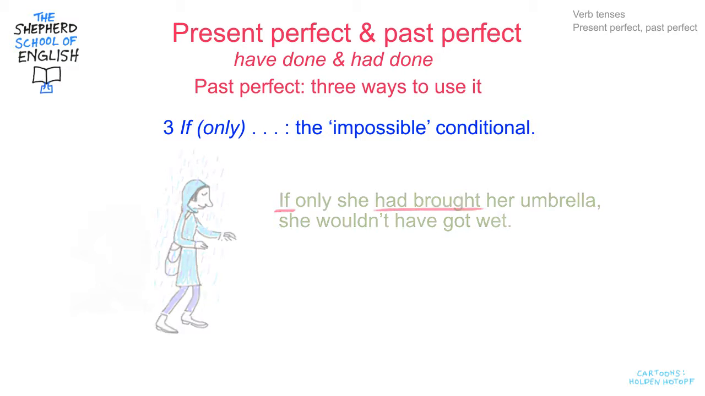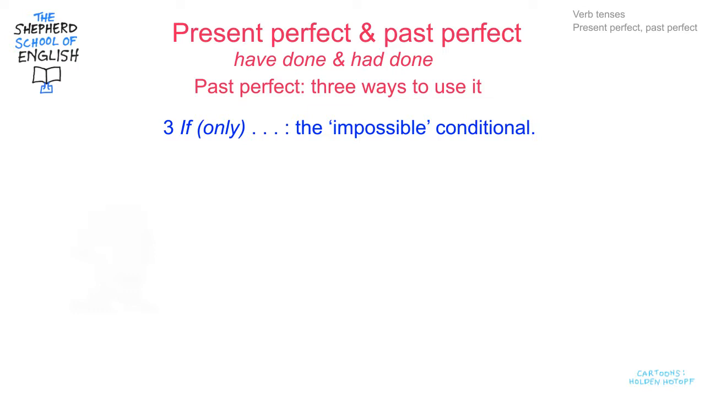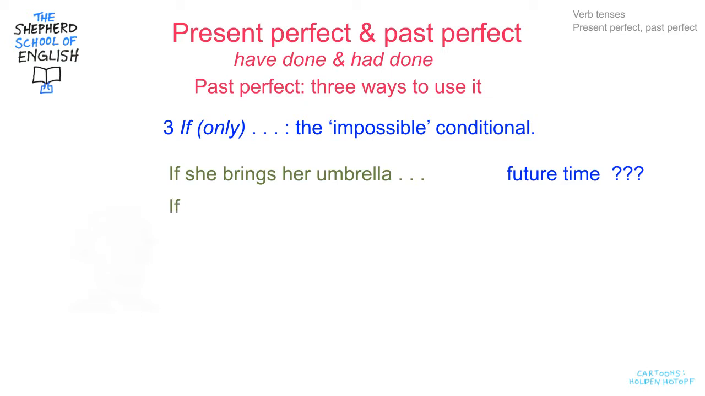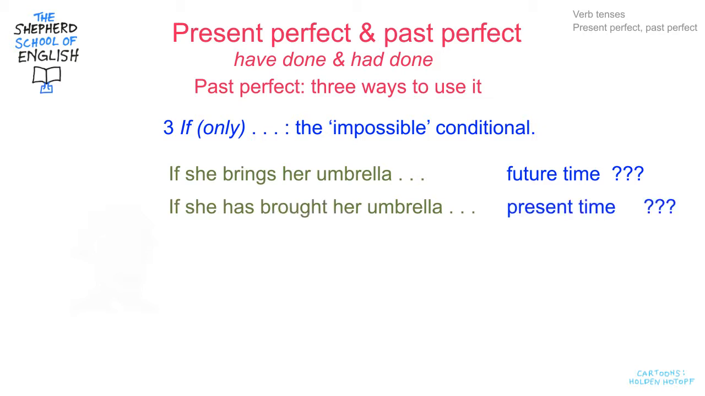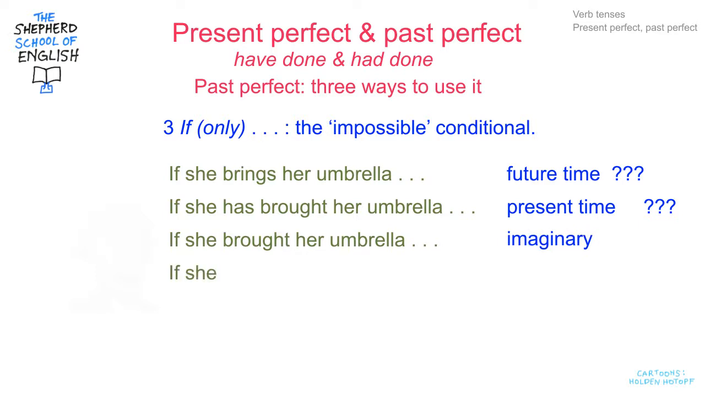Look at these three ways to begin a sentence. If she brings her umbrella, this is future time. Will she? Won't she? We don't know. If she has brought her umbrella, this is present time. Has she? Hasn't she? We don't know. If she brought her umbrella, this is imaginary, hypothetical. And finally, if she had brought her umbrella, this is past. She didn't.